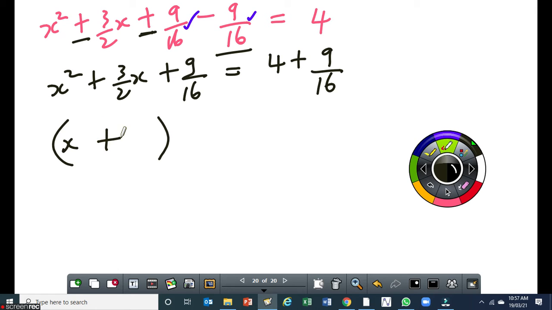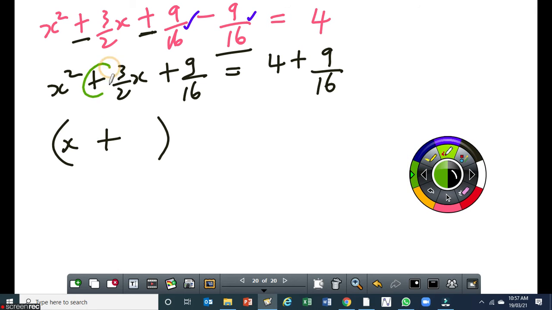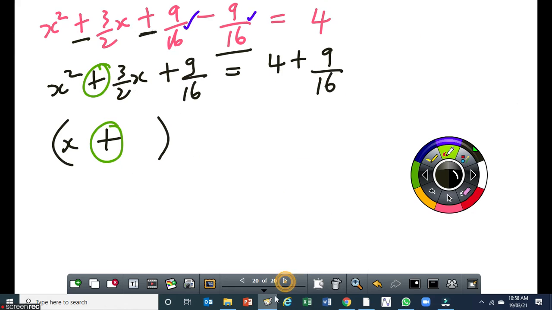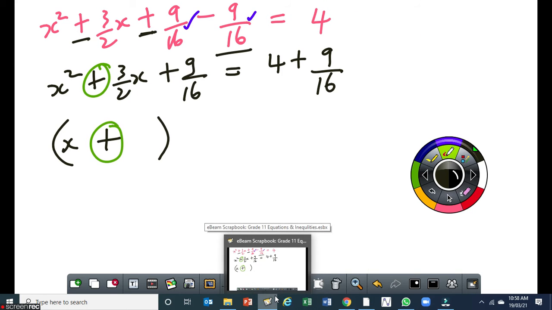Whatever sign is here, you also put it in your binomial factor. If there was a minus there, then you put a minus in the binomial factor. To get the second term in the binomial factor, it's so simple. Find the square root of 9 over 16. You already have it. It's equivalent to half of the coefficient of x, and it's that 3 over 4. So there's no thinking involved. A question like this should not intimidate you, but you have to intimidate the question yourself. So this will be 3 over 4, all squared.